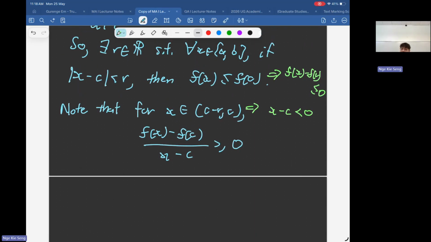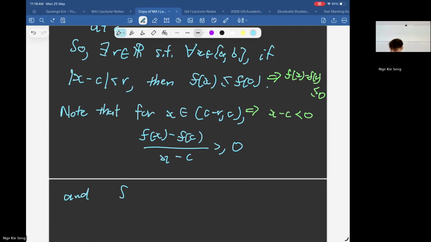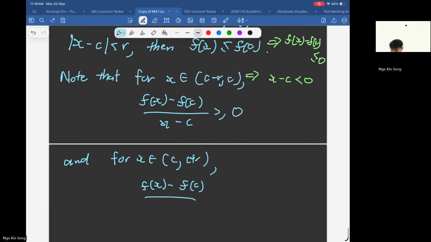Right, so this is for the left-hand side. How about the right-hand side? For x in (c, c plus R), the inequality will revert.